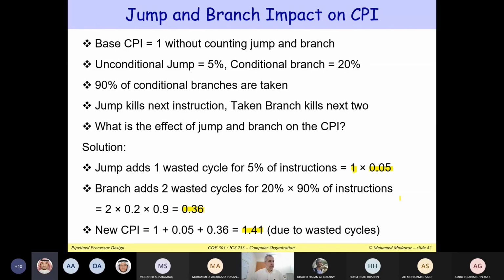Yes, Sally, do you have a question? Why do we start with 1? I'm assuming that if we have no hazards, then you can complete 1 instruction per cycle. We have a large number of instructions in the program, and I'm ignoring the time to fill the pipeline. So we are completing 1 instruction every cycle. Yes, that's the basic pipeline.